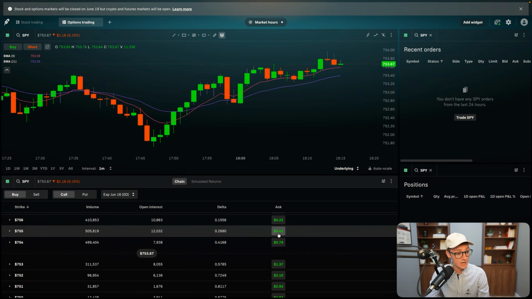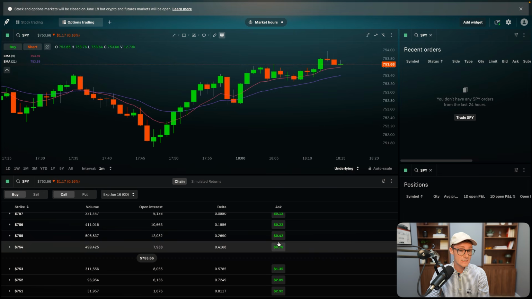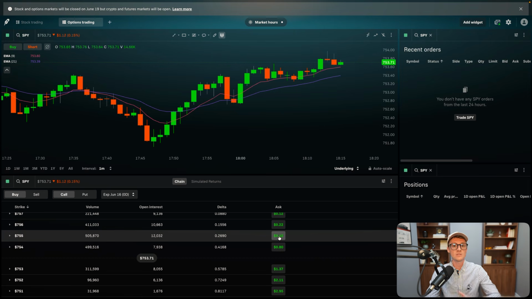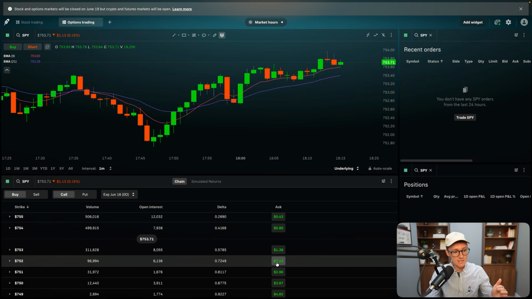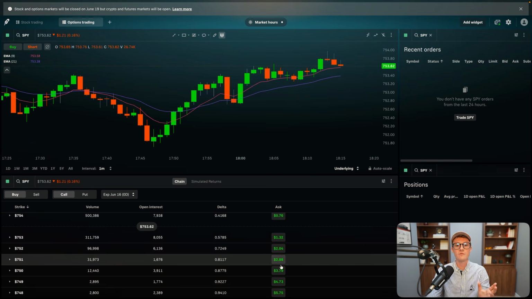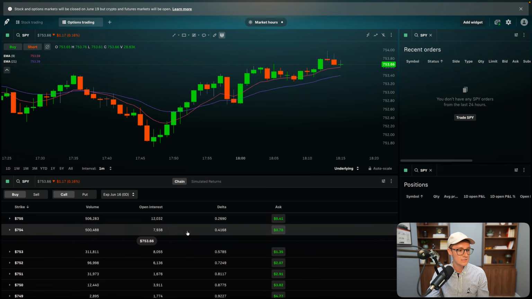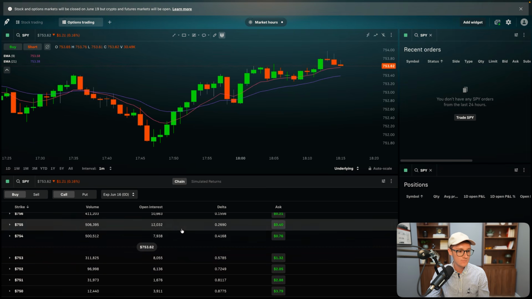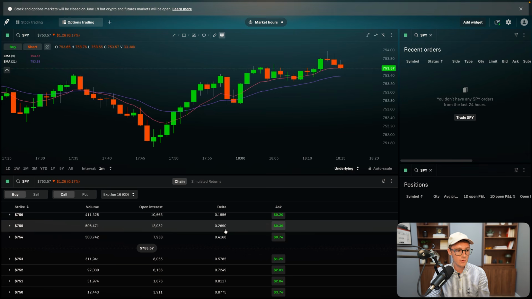Now, the further out of the money, the contracts are going to be riskier, but they're going to move more. You're going to have more potential to make more, but also lose more. And the further in the money, these contracts are going to be safer. You're going to lose less if you're wrong, but you're also not going to make as much if you're right. So it's about finding that balance. And that's why I say 1 to 2 strikes out of the money with a delta between 0.30 and 0.50.